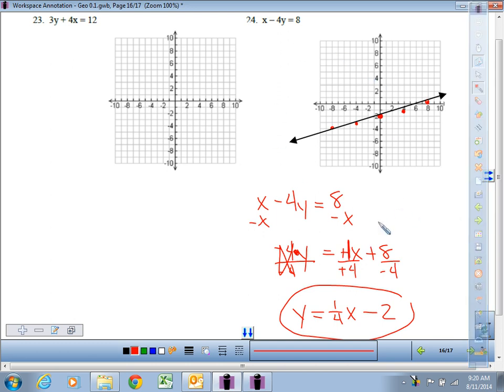We can put it in slope-intercept form. You may have learned a way to go from this to the graph last year, but I'm not going to show you that right now. So just put it in slope-intercept form and go.